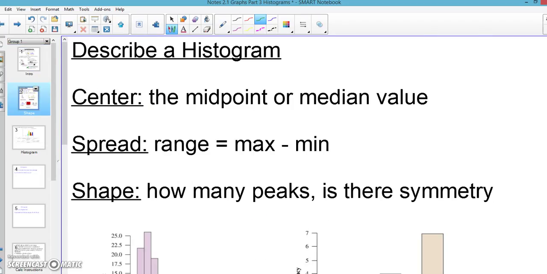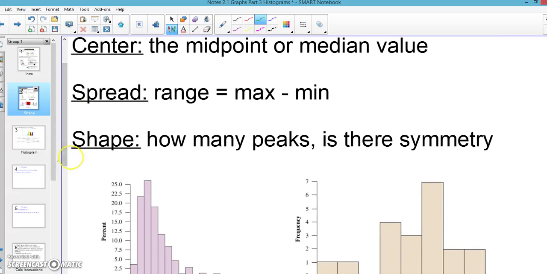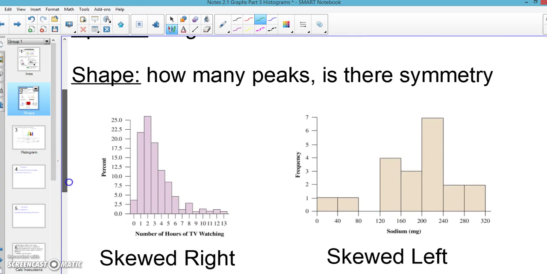Now, just like with dot plots and stem plots, there are 3 things we're going to look at when we describe a histogram or when we compare histograms, and that is shape, center, and spread. I actually put center and spread first here because those two have not changed from stem plots. The center would be at the midpoint or median value. Your range, or your max minus min, will still describe your spread, and for your shape, we're still talking about how many peaks and is there symmetry. We're going to be a little more specific today in terms of the vocabulary we use.